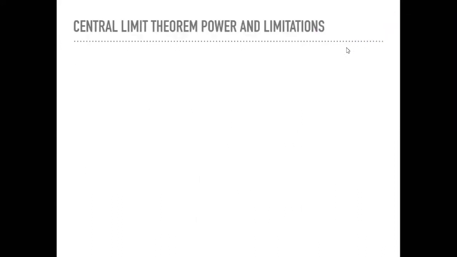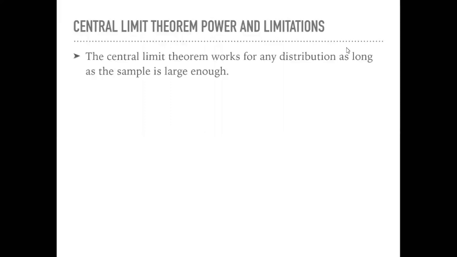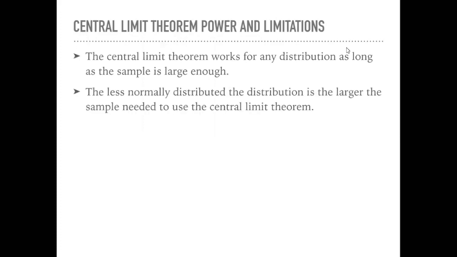Now, the central limit theorem is pretty powerful, but there are some limitations to using it. So the central limit theorem works for any distribution as long as your sample is large enough. The less normally distributed a distribution is, the larger your sample would need to be in order for the central limit theorem to work well. Typically, we can get by with 30, but it really does depend on the distribution. If it's a distribution that's really heavily skewed, then you might need more than 30. And if it's a distribution that's fairly close to the normal distribution, maybe you only need 10 or 15.